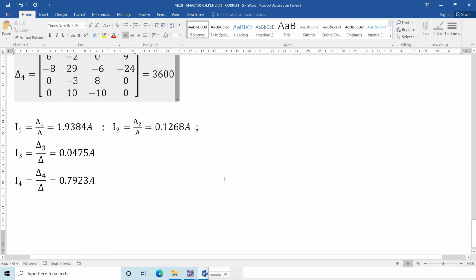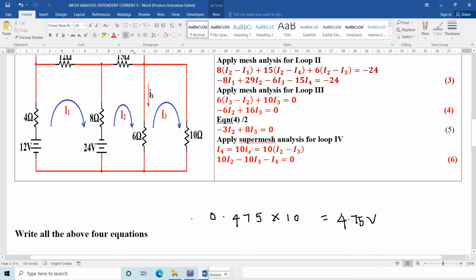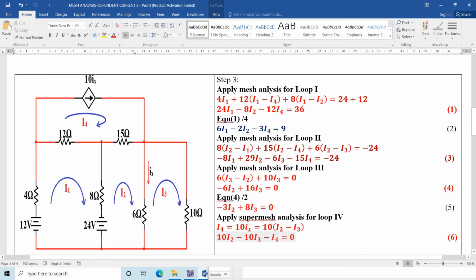After finishing this, I am going to find out the voltage across 10 ohm resistor. So how to find out the voltage across 10 ohm resistor? The current flowing through 10 ohm resistor is I3. So what is the current flowing? 0.475. The current flowing through 10 ohm resistor. And what is the resistance value? 10. What is the voltage across 10 ohm? That is 4.75 volt. This is the voltage across 10 ohm resistor. Okay, in this way, we can easily find out the value for the dependent current source using mesh analysis.